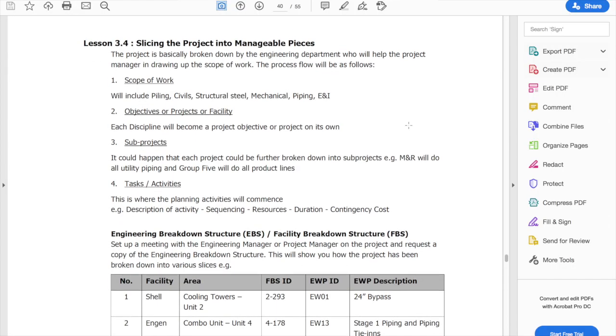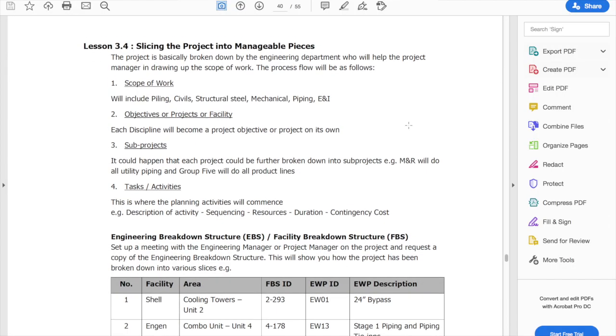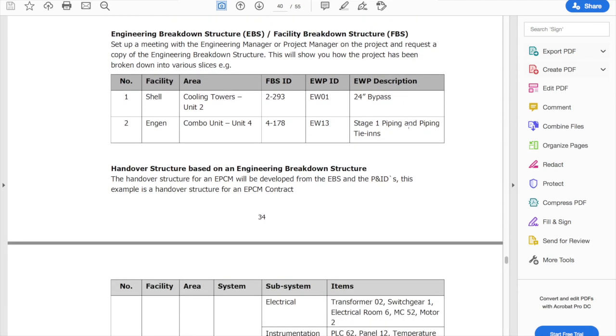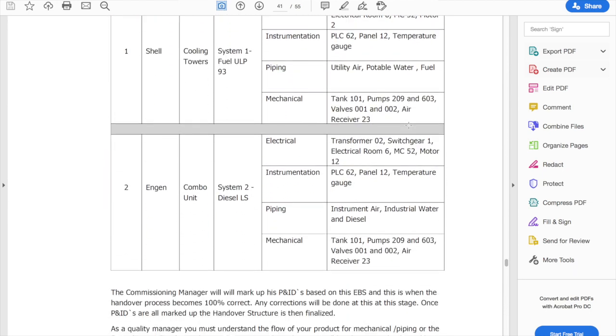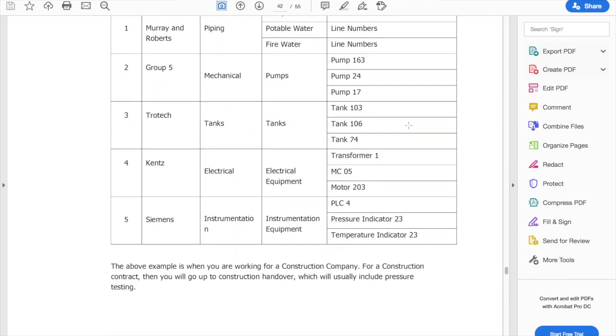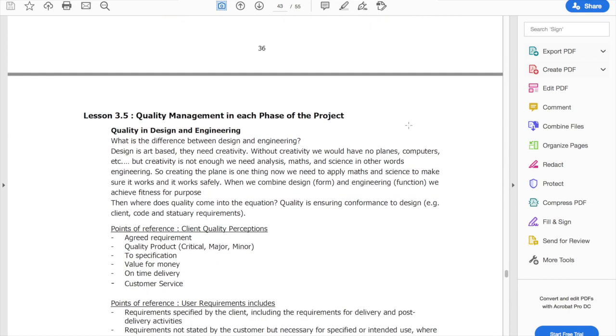Then we also deal with how you slice up the project into manageable parts. We deal with this because many times you don't understand the different areas related to the project. That's why we always talk about the work breakdown structure or the package breakdown structure, and this is what you usually get from the engineering guys, the engineering breakdown structure.